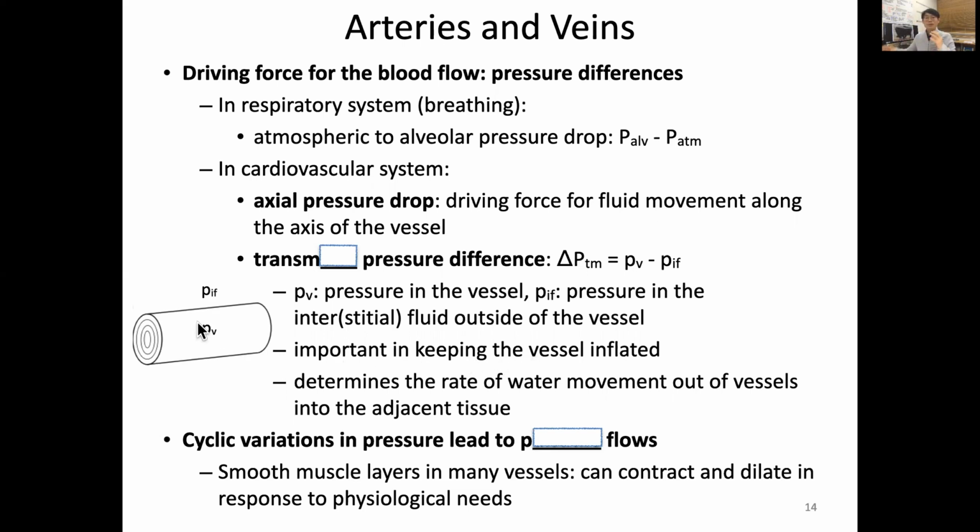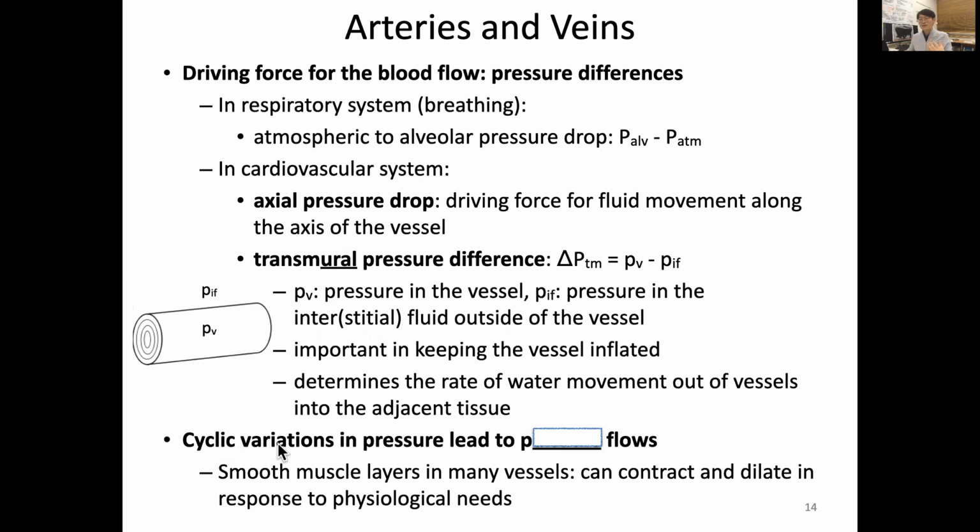And also, especially in the capillary, where the exchange happens, this pressure difference determines the rate of water movement out of the vessel into the adjacent tissue. That pressure difference, in English, is called transmural pressure difference, which is defined in this way.